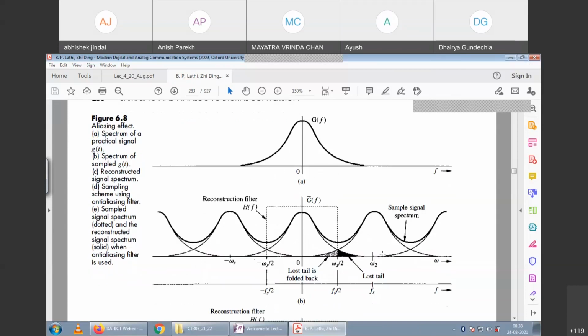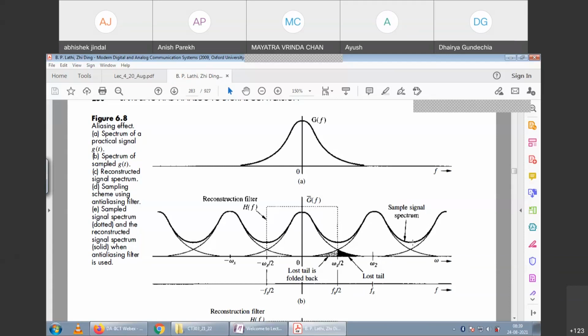Now you sample it at some rate fs, or omega s. They are related by omega s is 2 pi fs. If we do that, you know that the spectrum we obtain will be the shifted replicas of the signal. You can clearly see here that this is the original spectrum, and this is the shifted spectrum.